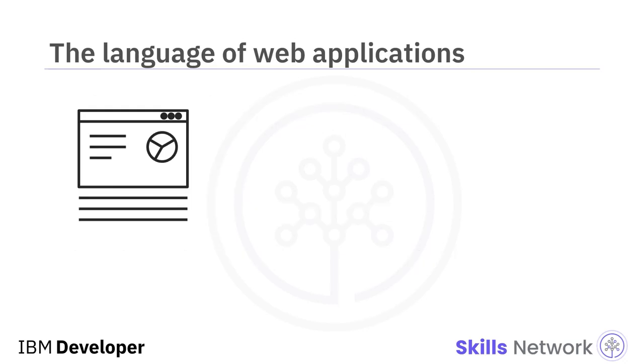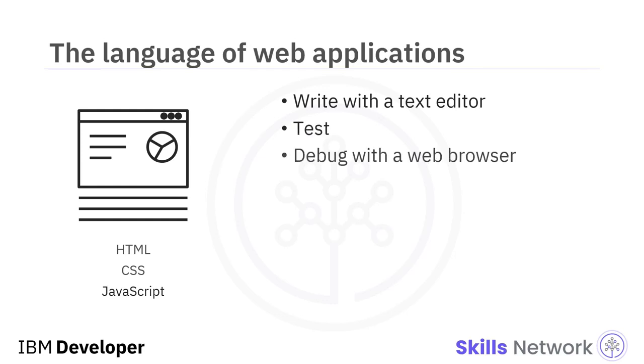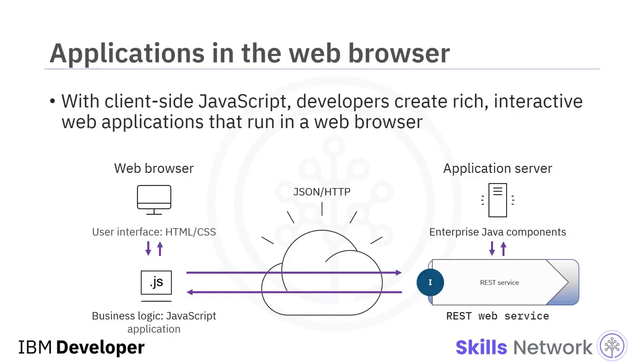Developers build responsive, interactive web applications with hypertext markup language, or HTML, cascading style sheets, CSS, and JavaScript. With a text editor and web browser, you can quickly write, test, and debug JavaScript applications. With client-side JavaScript, developers create rich, interactive web applications in the web browser.